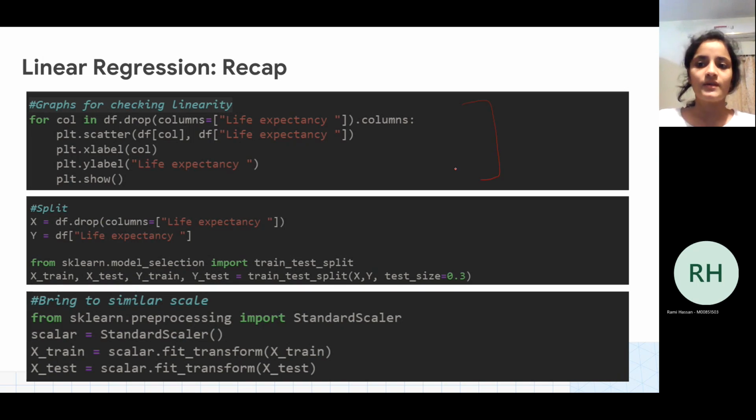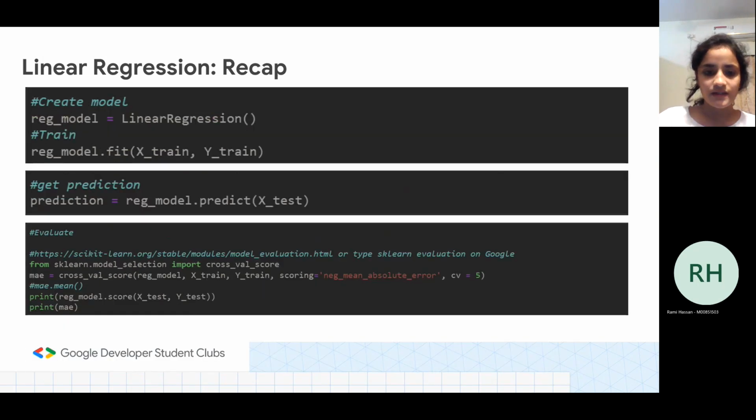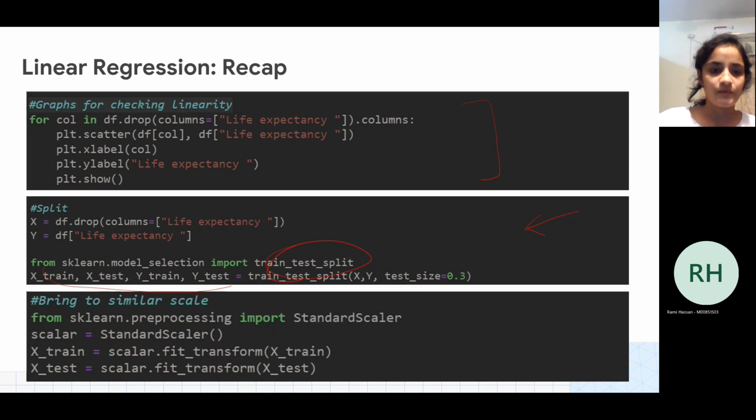We check the linearity once because you should always study your data before you're doing anything with it, to see if there's that linear relation and to see whether everything's relevant and all of that. Then you split it into test and train. For that, we use this function called train test split from sklearn.model_selection. And then after splitting it and assigning it to these variables over here, we then scaled it.